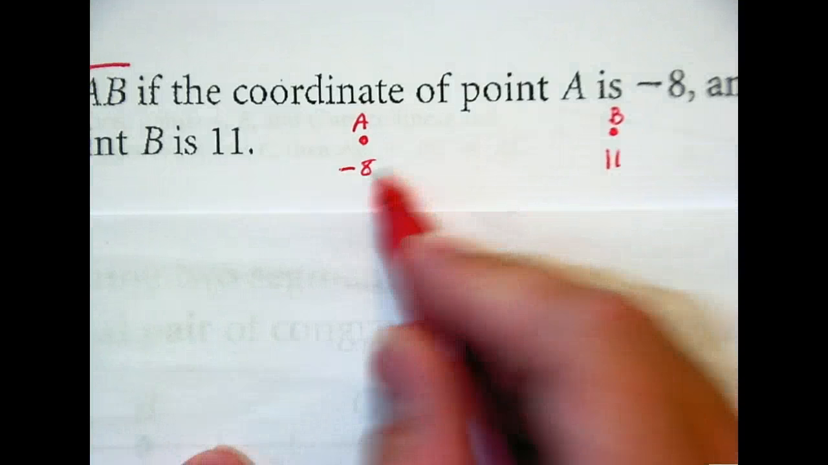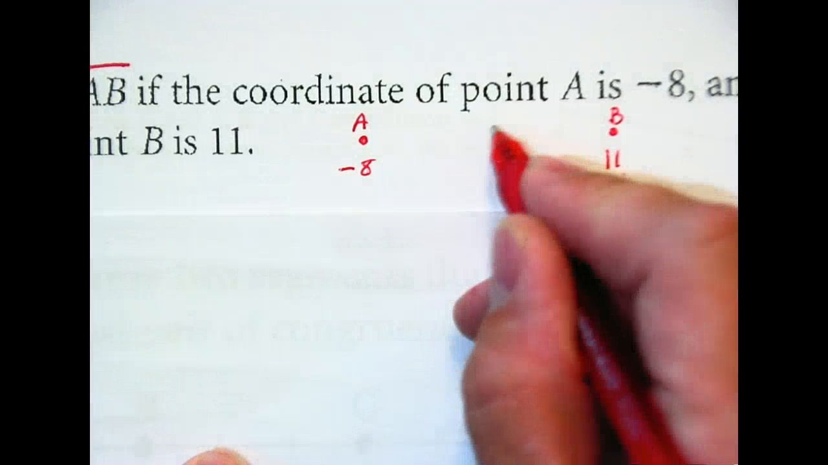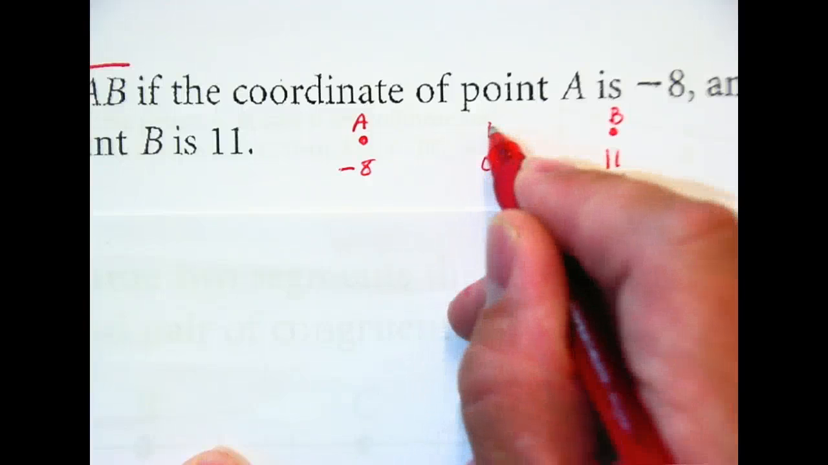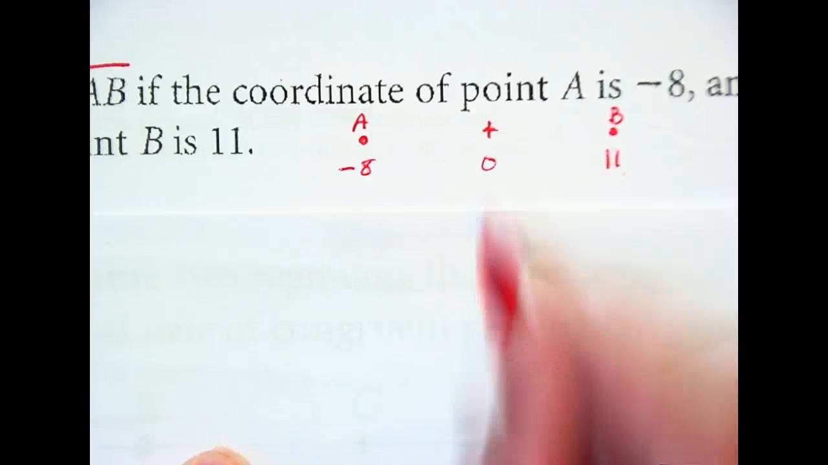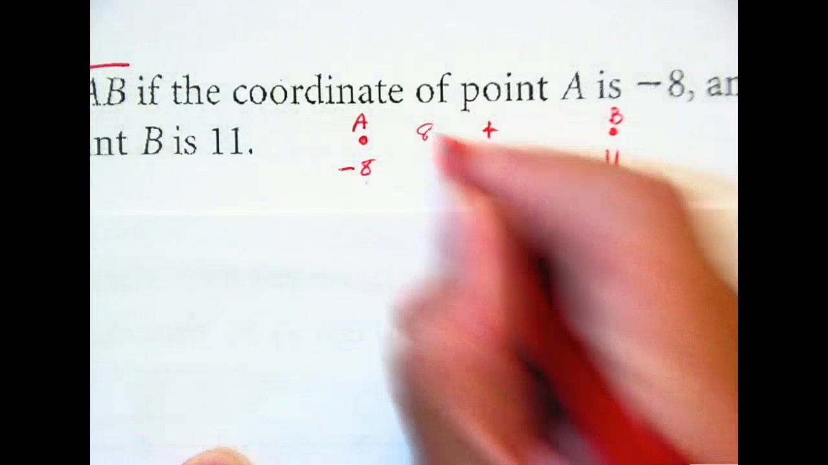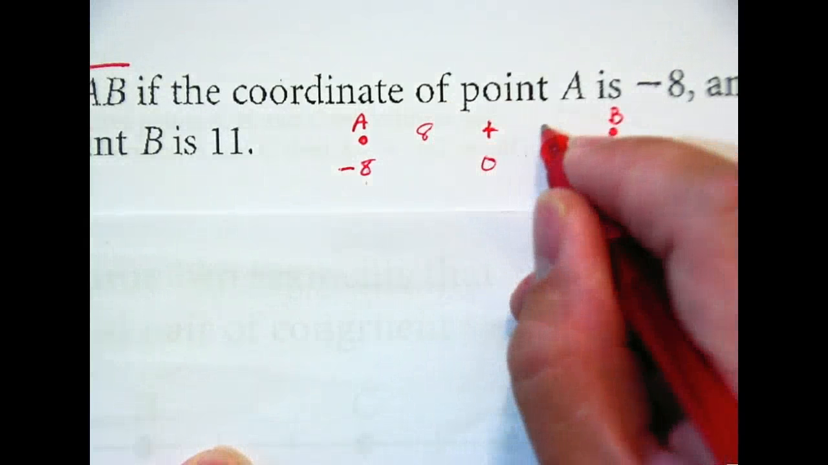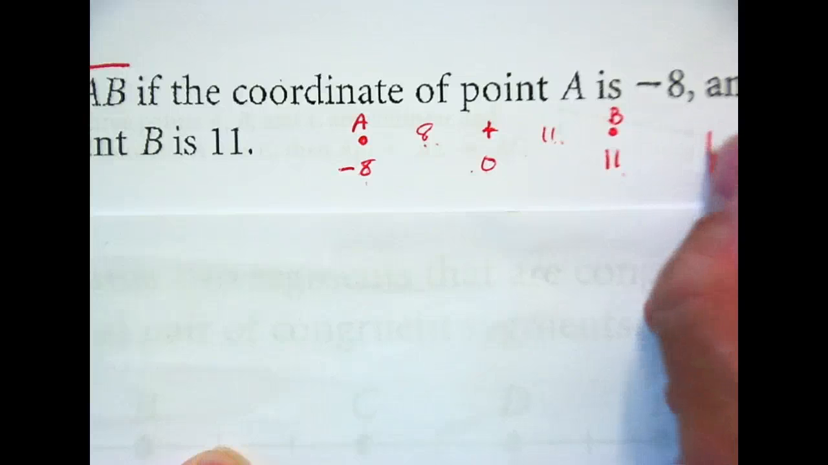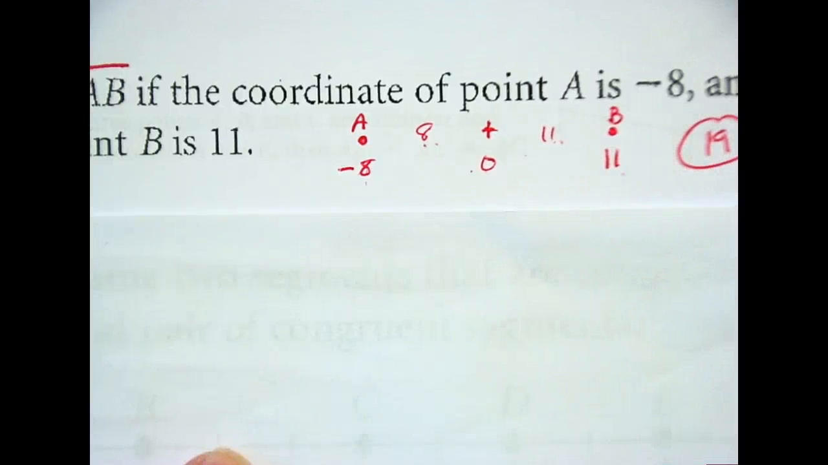So if this is negative 8 and that's 11, what I like to think of is 0 as a guideline. There's 0. How far is it from negative 8 to 0? 8. And from 0 to 11? 11. But 8 plus 11 is 19. How many got 19 as your distance? Yeah, that's your distance. Now you could have used the ruler postulate.